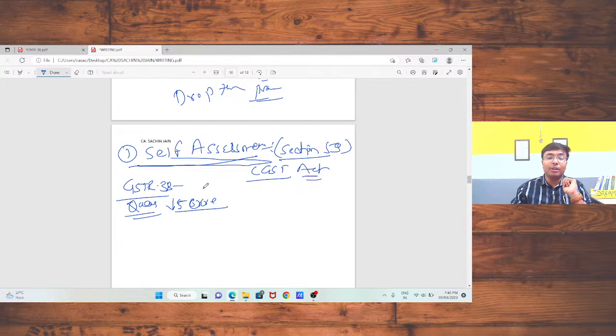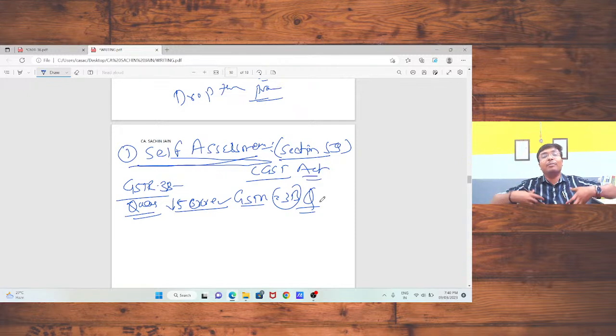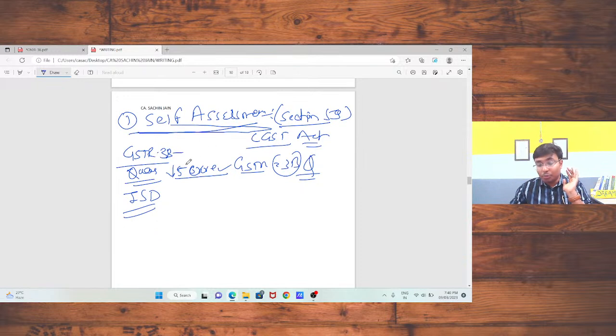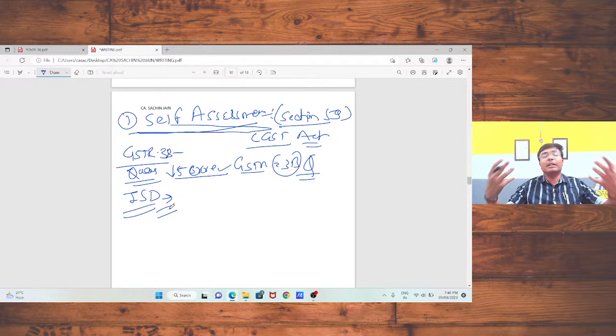Because my turnover is below 5 crore, when I am going to file my GSTR 3B on a quarterly basis, at the time of filing the GSTR 3B return, I am doing the self assessment. If I am an input service distributor, we had already discussed the concept of input service distributor, or when I am going to pay the tax as an input service distributor, in that case I am doing the self assessment.